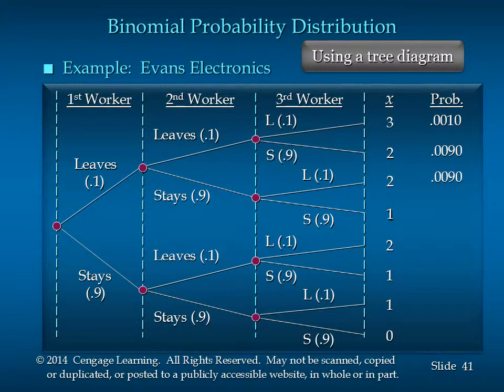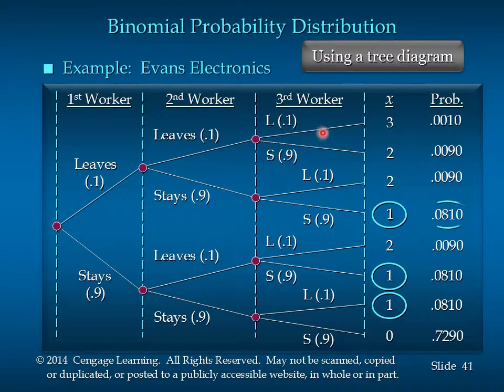One more column here. You see here, it's a leave and stay. Right, binomial. That's why it's called binomial. You leave or stay. Here, the first worker can leave or stay. The second worker can leave or stay. That's why it's called binomial. It trees out to a third worker. You leave or stay. First worker leaves.